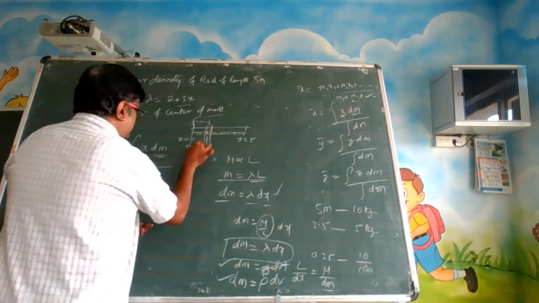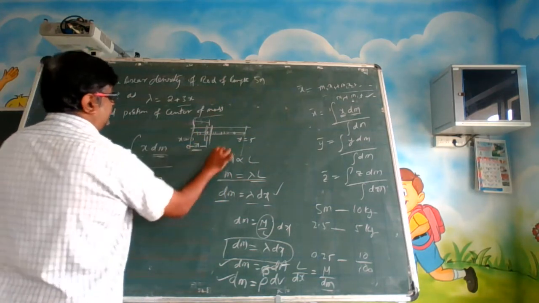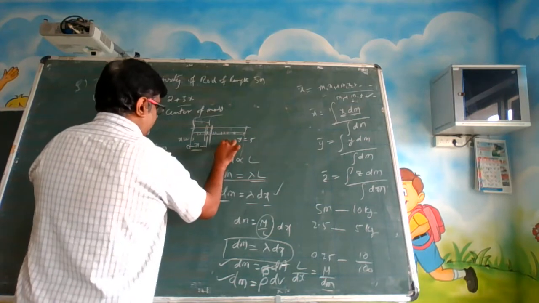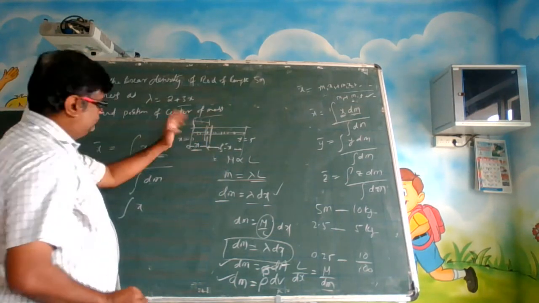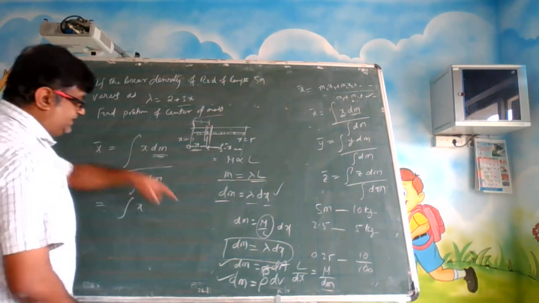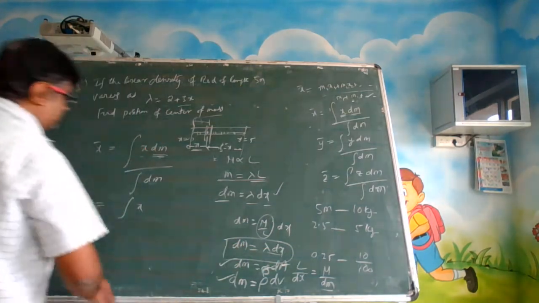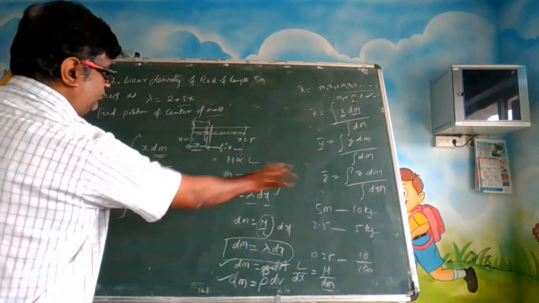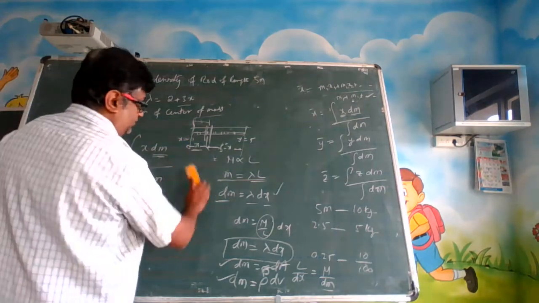If I had taken this as the reference line, it would not be x. It would be L minus x, 5 minus x. But I have taken this, so the reference is x only. So x remains x into dm. dm is what? Lambda into dx. Okay, just write down. I am going to erase this. Take a screenshot. All this portion, you write neatly.